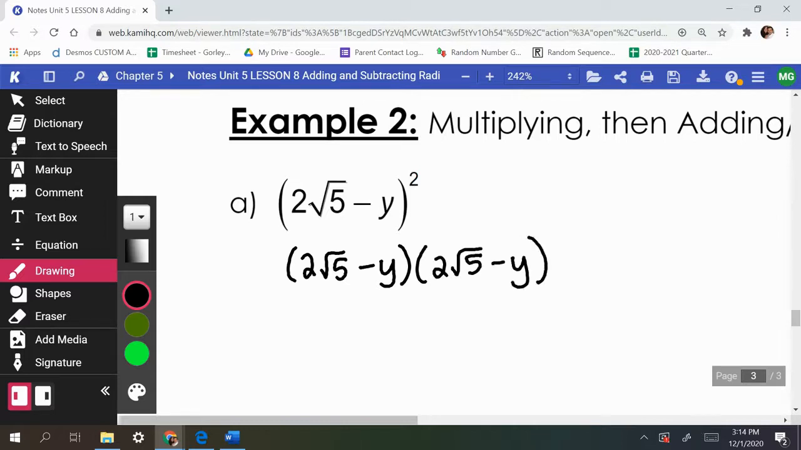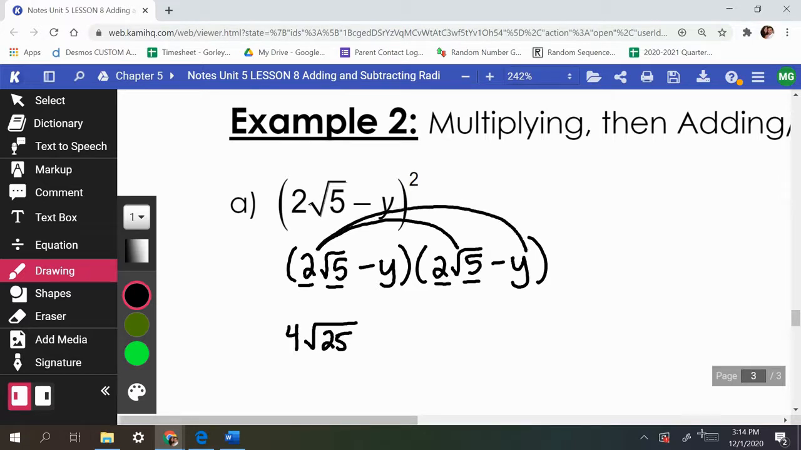Remember, parts outside the radical are going to be multiplied by other parts outside the radical, and parts under the radical are going to be multiplied by other parts under the radical. So I'm going to have 2 root 5 times 2 square root 5. So the parts outside the radical are 2 times 2, which is 4. And the parts under the radical would be 5 times 5, which is 25. So notice we kept the 25 under the radical.